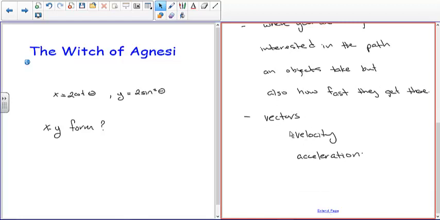if we have the vectors, the components of the vectors defined by these parametric equations, we can take the derivative of the position value with respect to time, and that gives us velocity and acceleration. So there are quite a few cases where parametric equations are useful.